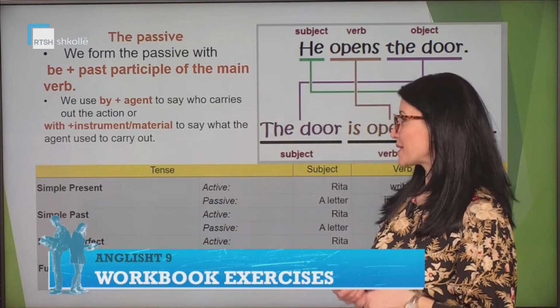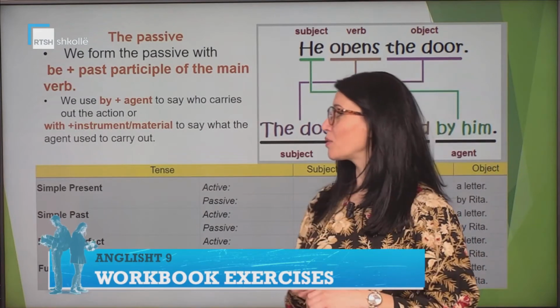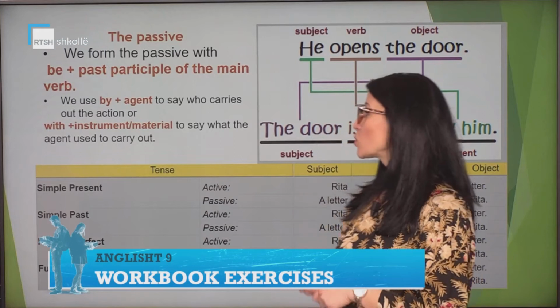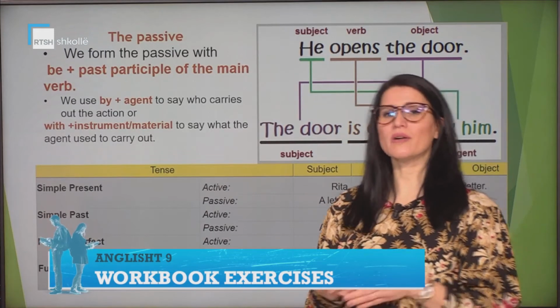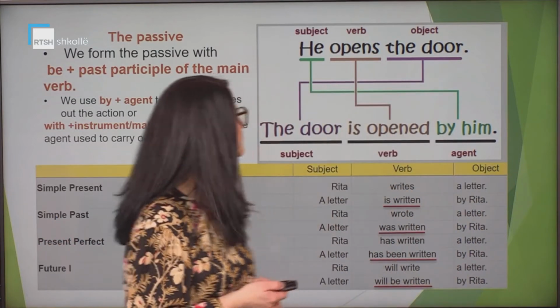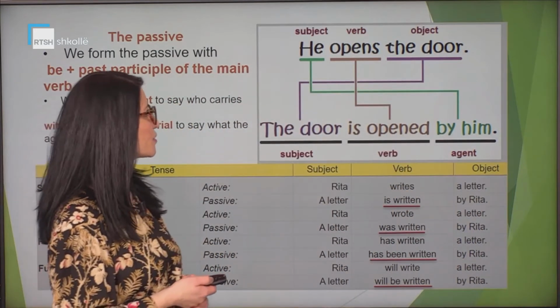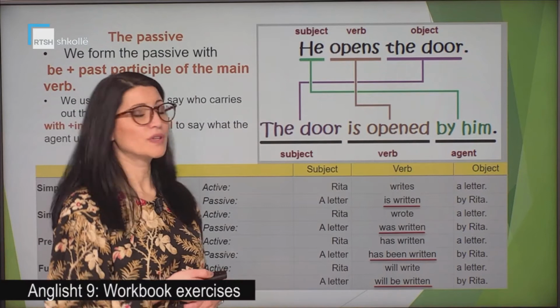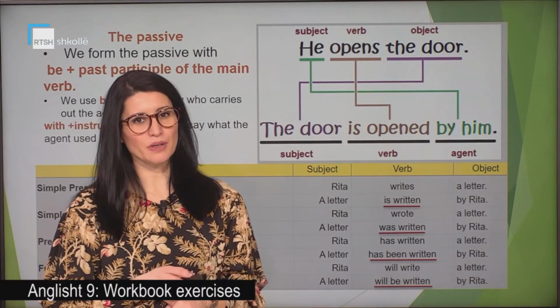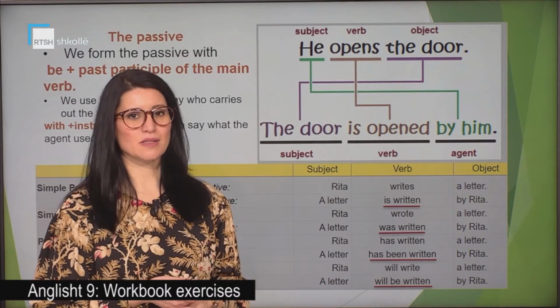We use by plus agent to say who carries out the action, or with plus instrument or tools to say what the agent used to carry out the action. We have got an example here. He opens the door. The verb is opens. Have a look at it. What tense is the verb here? It is in the present simple.